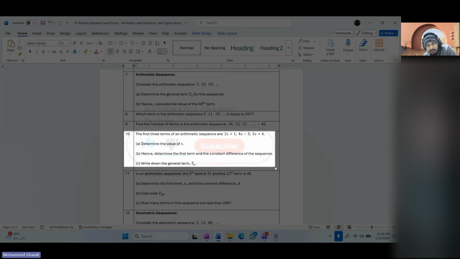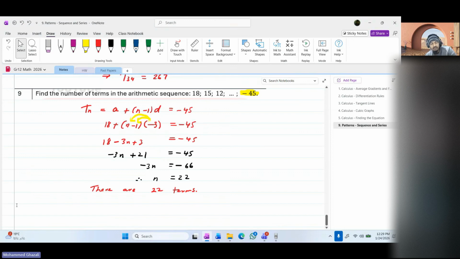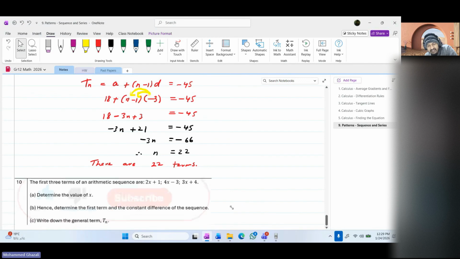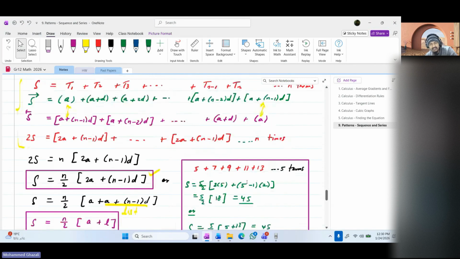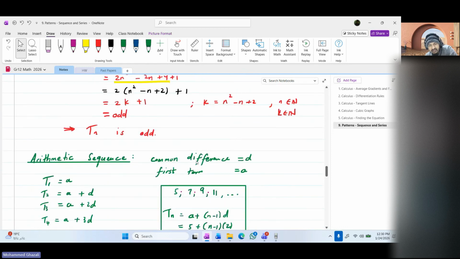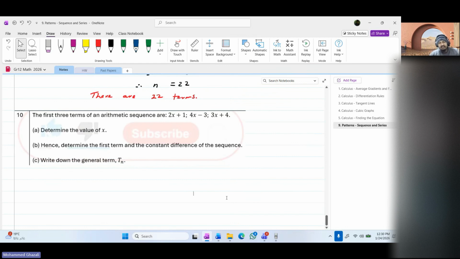Now, remember, a very important property of an arithmetic sequence. Remember when we were doing quadratic sequences, we said we have a common second difference. So in an arithmetic sequence, I wrote it down here, we have a common difference. We only have a common first difference. There is no second difference, right? So the first three terms of an arithmetic sequence are given. Determine the value of x.